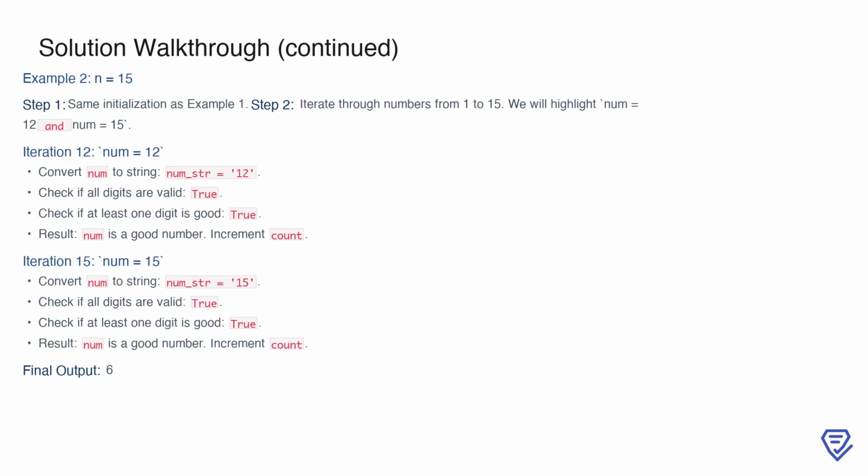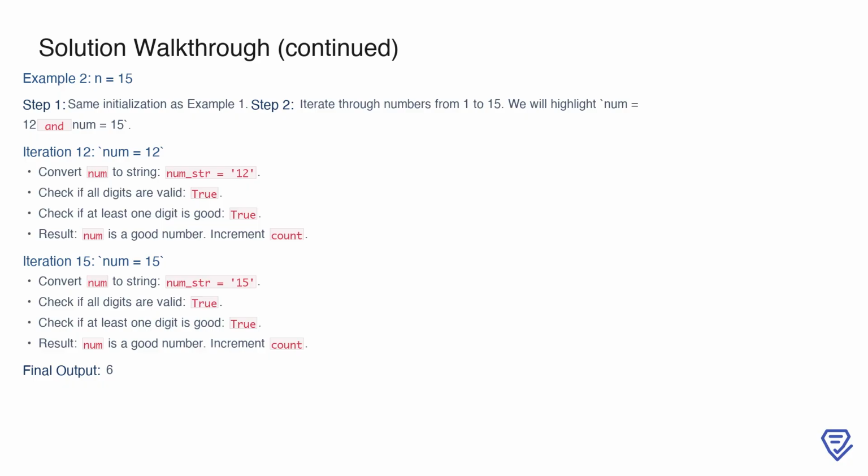In this example, we now evaluate numbers from 1 to 15. The initialization remains the same as before, and we start iterating through each number. Let's highlight two specific cases here. First, with number equal to 12, we convert it to a string and get number_str equals 12.